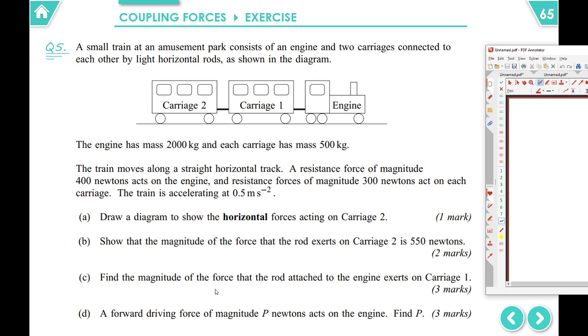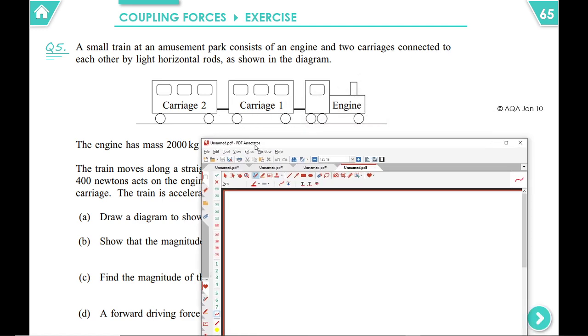So we're going to find the magnitude of the force that the rod attached to the engine exerts on carriage 1. So that's this rod in here. Notice that in part B we found out the force that the rod exerts on carriage 2 is 550, so we know this force in here is 550 newtons. So let's see if we can draw a little bit of diagram for carriage 1.